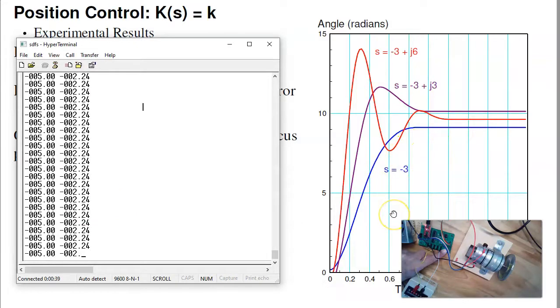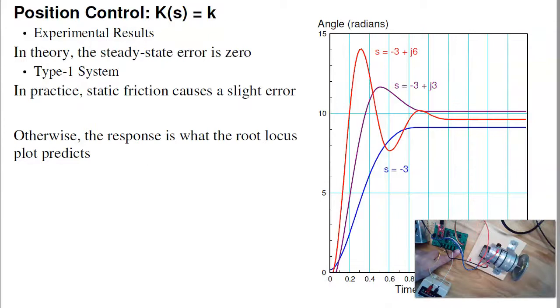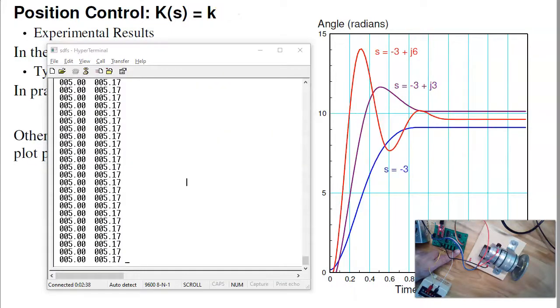I didn't put a pole on the real axis because if the gain's too small, this is what happens. The motor just doesn't budge. I need a certain voltage just to get it to move. If I try the second gain, to put the pole at -3 plus j3, here you can see on the HyperTerminal what's happening. Give a step input, there's a little bit of overshoot. It comes back, that's the purple line.